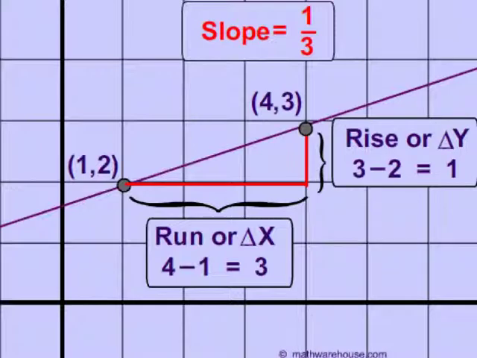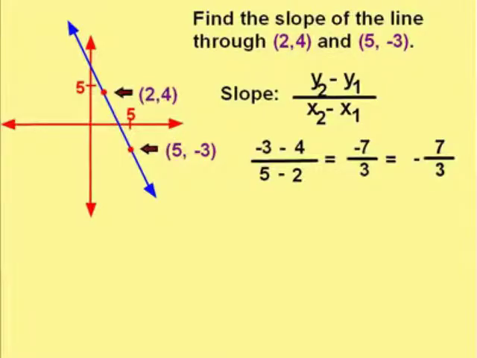Alright, now here we found the slope of this line by looking at it and saying, oh, well the rise is 1 and the run is 3. So my slope then is 1/3, because rise goes on top and run goes on bottom. But there's another way to do it. Sometimes you can't just look at it and tell. This would be a good example. It says find the slope of the line that passes through (2, 4) and (5, -3).